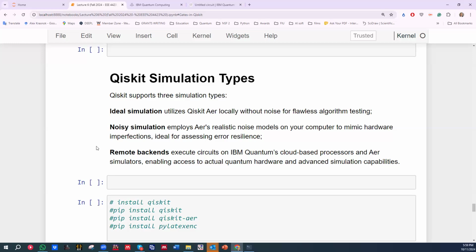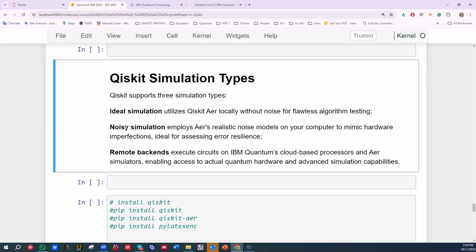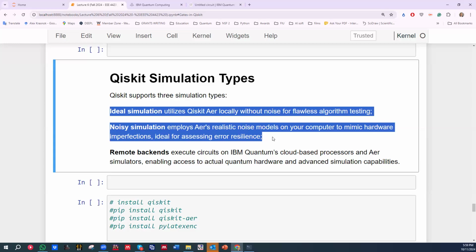There is another type, which is noisy simulation. This noisy simulation is mimicking the quantum computer, including its unavoidable noise and so on. The natural restriction of these two is the complexity of your program. You can do mimicking of quantum computing simulation for 5 qubits, for 10 qubits, maybe even for 50 qubits.